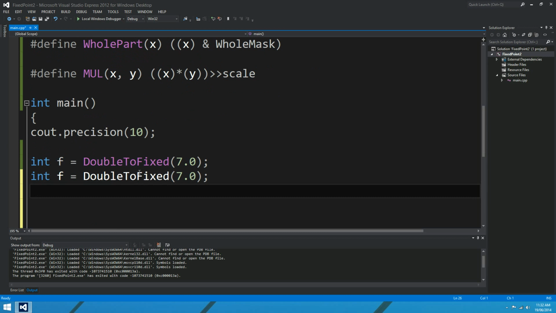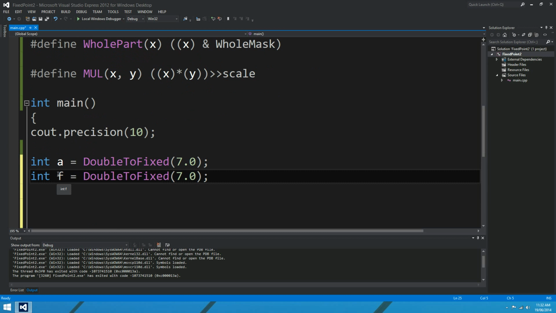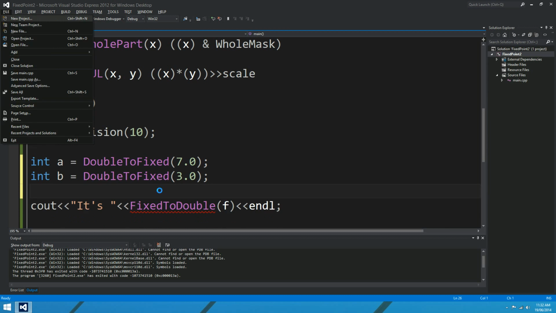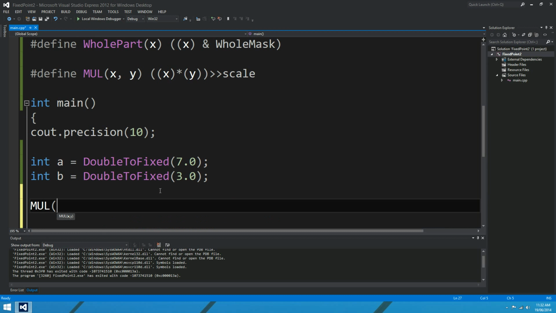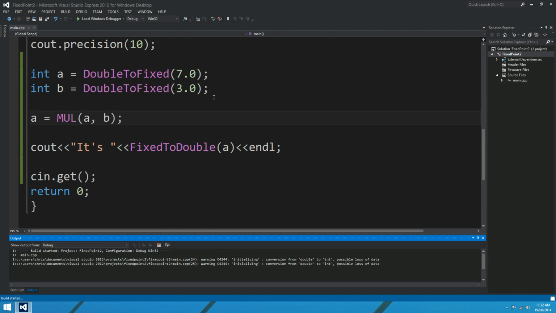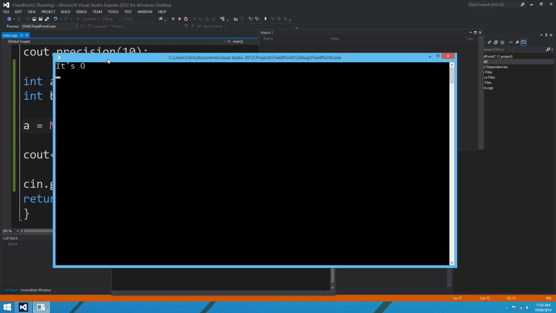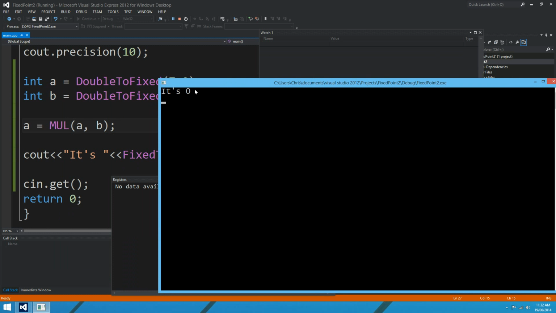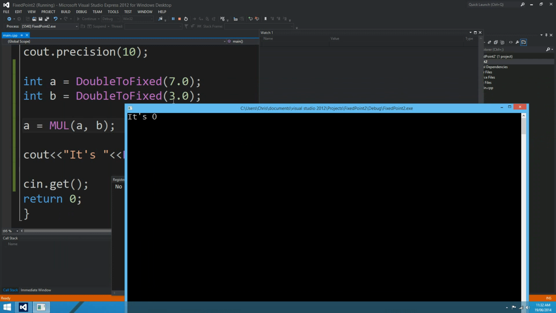So what I might do here is make two fixed point numbers, A and B. We might multiply 7 by 3 with that little define up there. And I'll just set it to A. A equals mul that. Okay, better change that too. Look at that. It's 0. 7 multiplied by 3 equals 0.